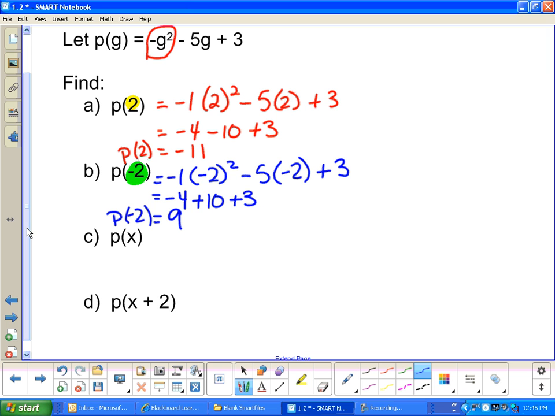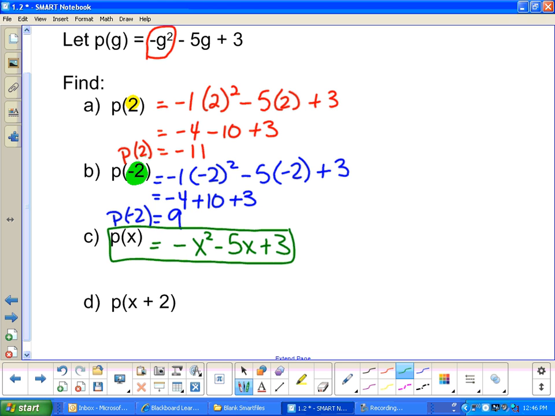Now I could do more than just substitute numbers in. I could go ahead and substitute variables, or as in D, we could substitute an entire expression. So let's start with P of x. This one's very basic. Negative x squared minus 5x plus 3. Final answer for that one.